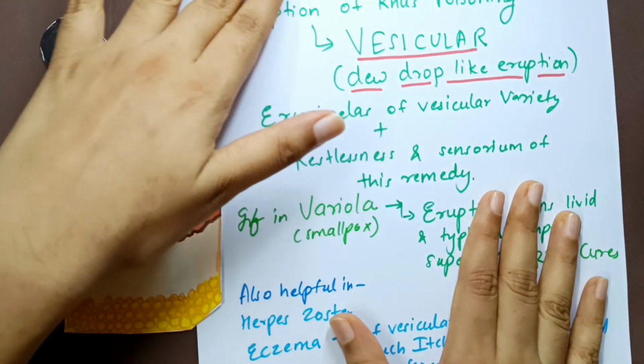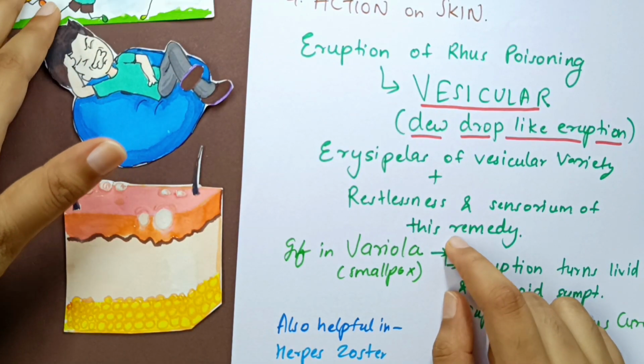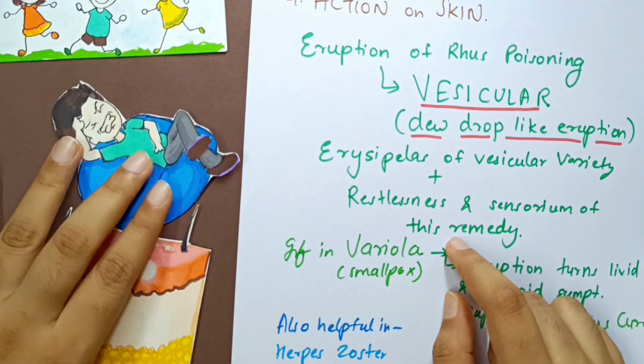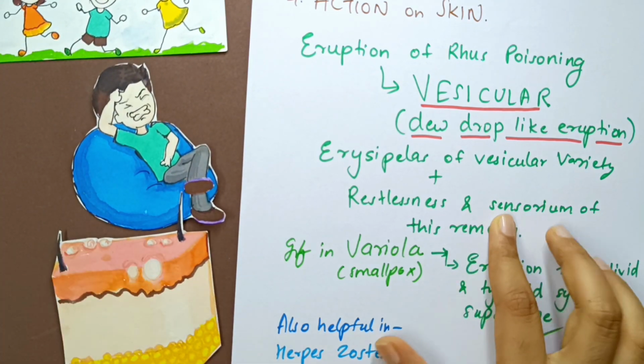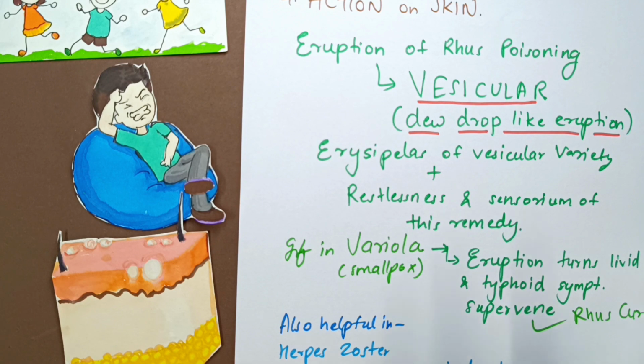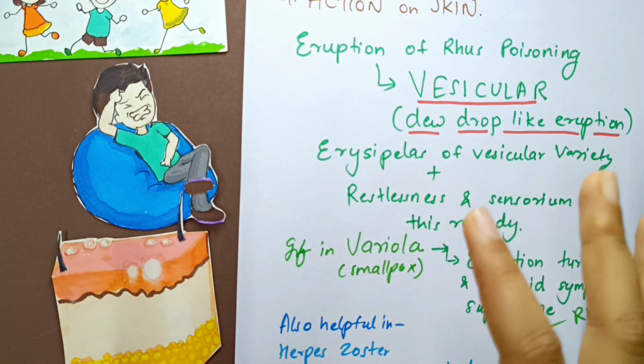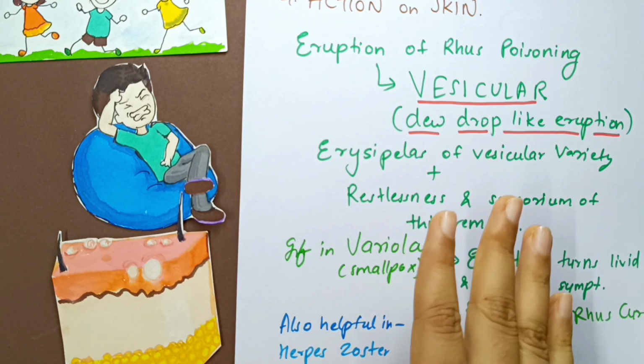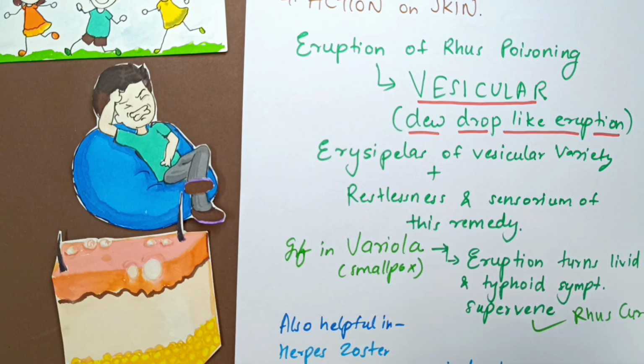There is also the sensorium of this remedy, meaning whatever we talked about sensorium has to be there. So what did we talk about sensorium? That the sensorium will become cloudy, right? The patient will go into stupefaction, low grade muttering delirium, and there will be dry tongue. So all of that kind of sensorium will be present. Restlessness will be present.